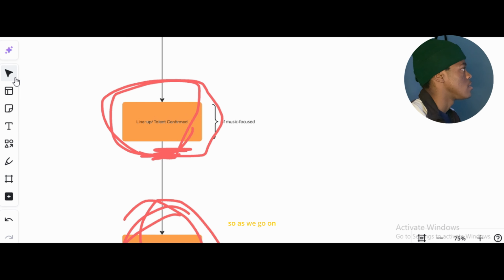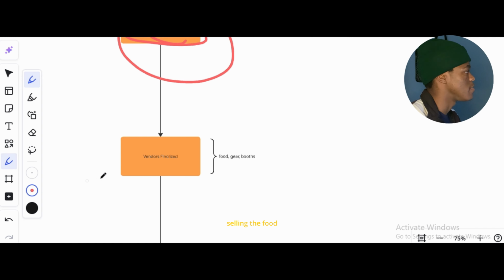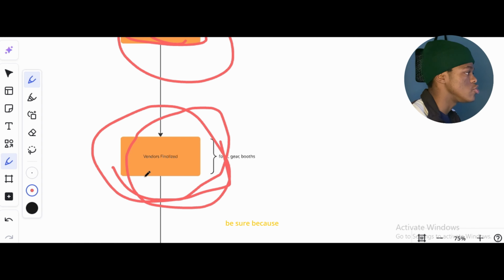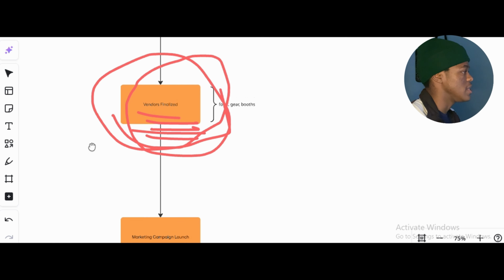As we continue, the vendors, the people who are going to be selling the food, need to be finalized. We need to be sure, because these things bring on more people. If we can get a person that sells gear or a well-known brand, essentially their customers are going to decide to come to our event. So we need to be on point with these things.